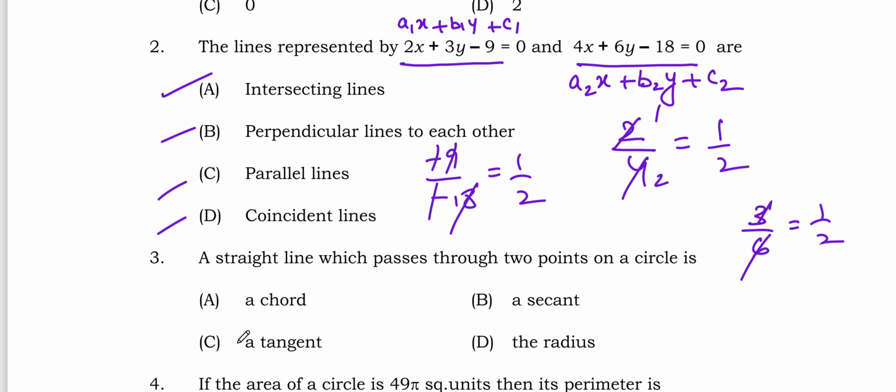So which type of lines are they? Coincident lines. Solution? Infinitely many solutions. Consistency? Dependent, consistent. Any doubts? Did you understand?